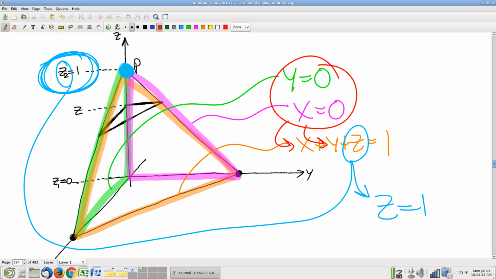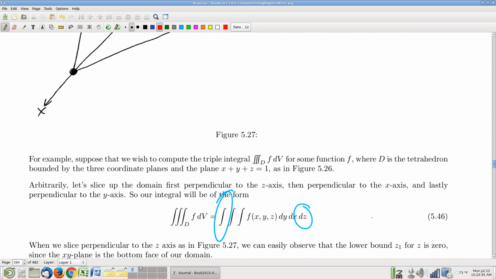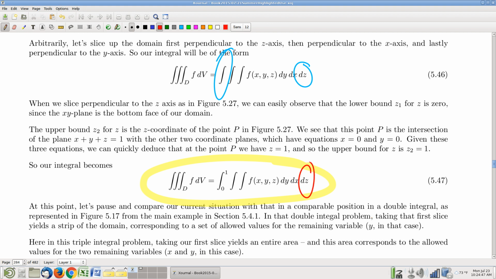Okay. All right, so, 0 to 1. Z, 0 to 1. Okay, now, moving along.